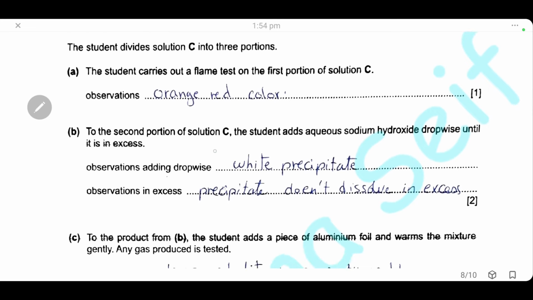To the second portion of solution C, the student adds aqueous sodium hydroxide dropwise until it is in excess. So adding sodium hydroxide dropwise, a white precipitate forms. This white precipitate, of course, is calcium hydroxide, and in excess, the precipitate doesn't dissolve in excess sodium hydroxide.